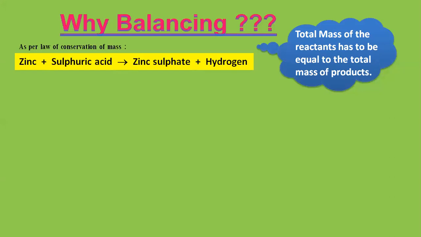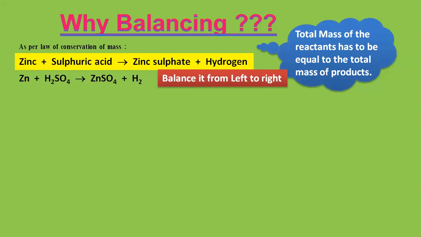Let us see how this is happening. I have taken a chemical equation here. Can you tell me what this type of equation is called? This equation I have represented only by using words, so it is called a word equation. But can I do balancing with this word equation? No. So I need to write the chemical equation. My chemical equation is, for zinc, I am writing Zn. For sulfuric acid, it is H2SO4. Zinc sulfate is ZnSO4. And hydrogen is H2.